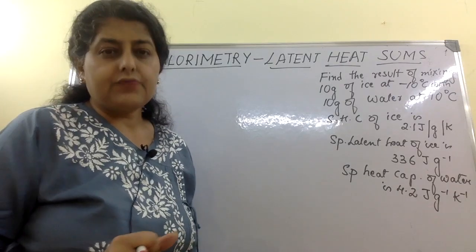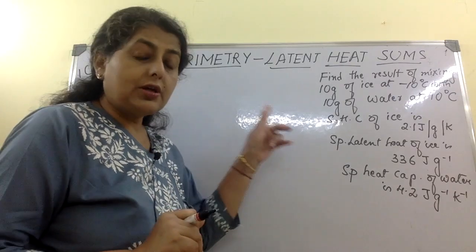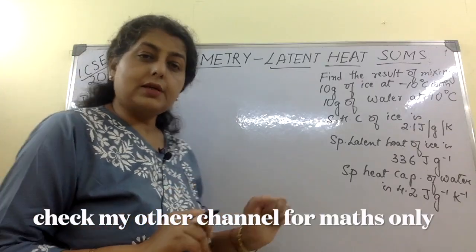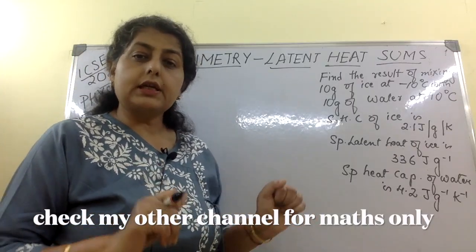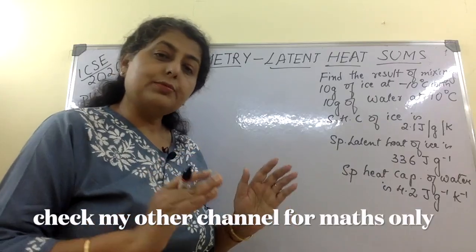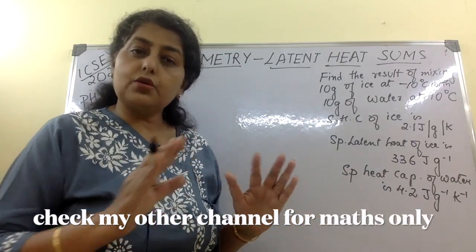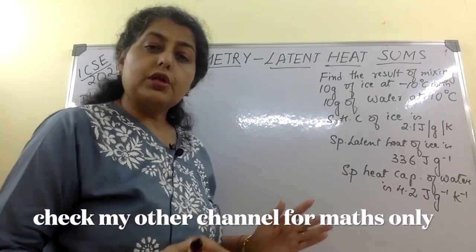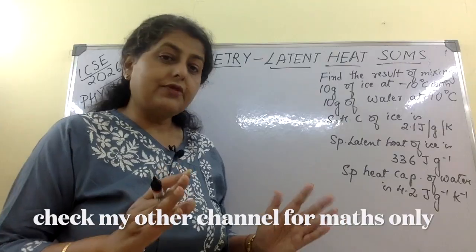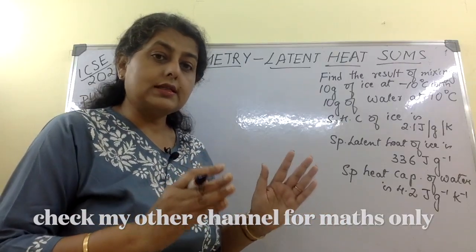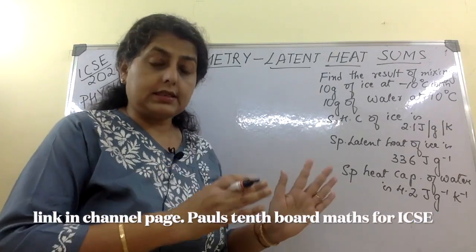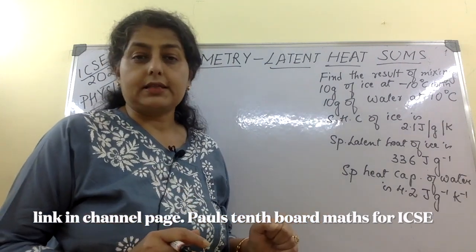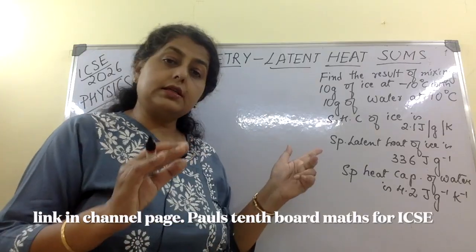In today's video, we are going to do calorimetry sums. Before this I have done the sums of specific heat capacity. Your chapter calorimetry is divided into two parts. The first part has numericals from specific heat capacity, and the second part has numericals from latent heat, specific latent heat, like that.